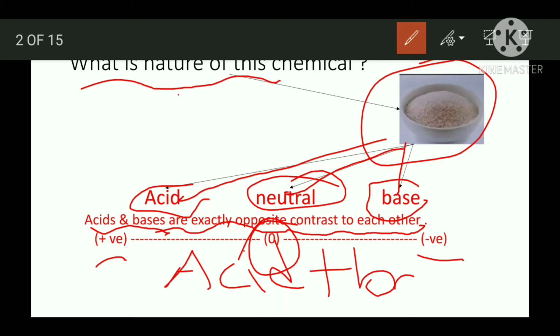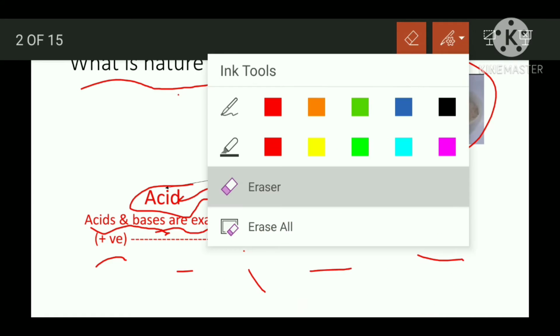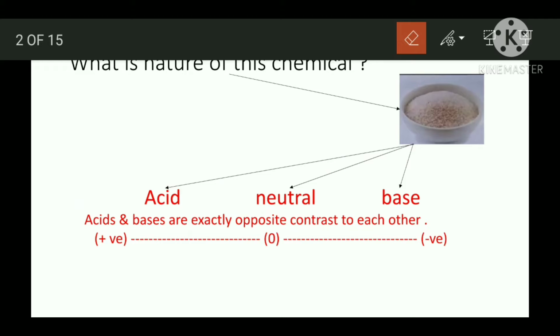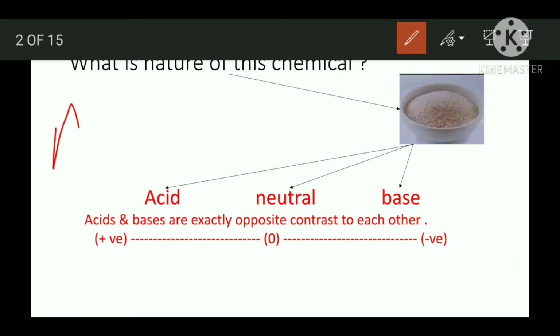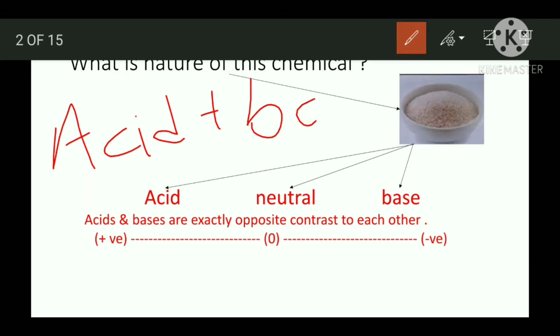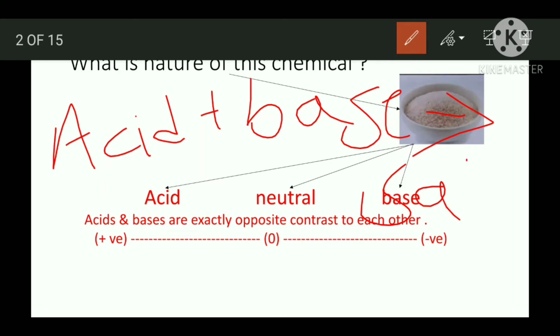And you know that acid plus base gives us salt. This is called a neutralization reaction.